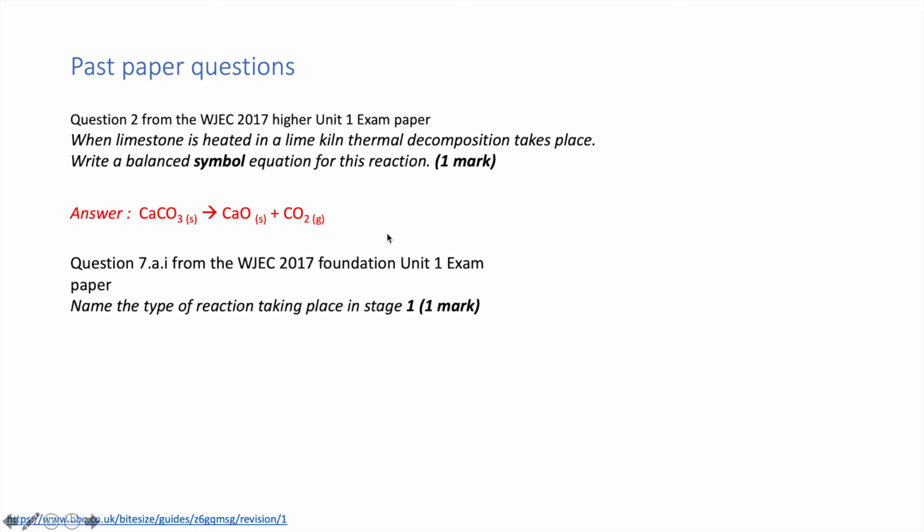The next question is question 7AI from the WJEC 2017 Foundation Unit 1 exam paper. And the question is, name the type of reaction taking place in stage 1. Stage 1 looks like this. So as you can see, some limestone is being heated up with a Bunsen burner, and it forms quicklime. So limestone's formula, as you've seen here, is calcium carbonate, or CaCO3, and quicklime is CaO.